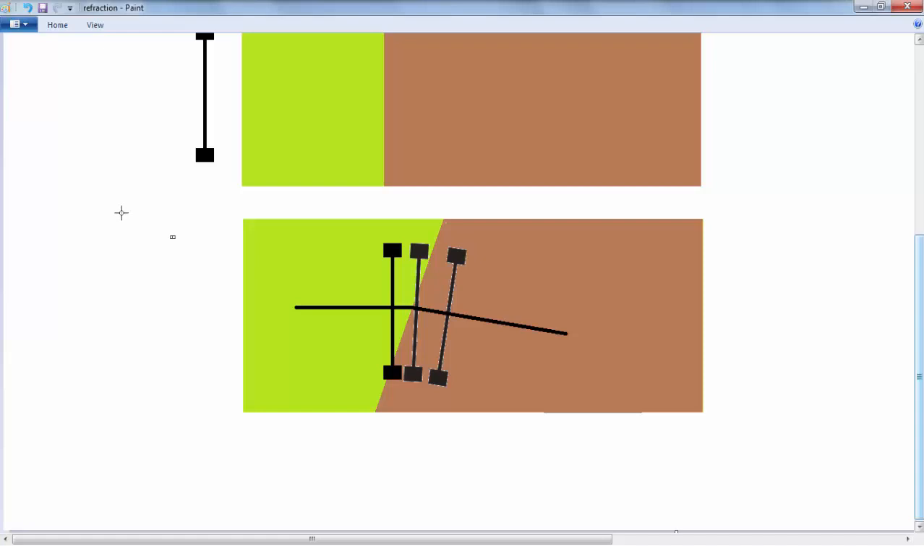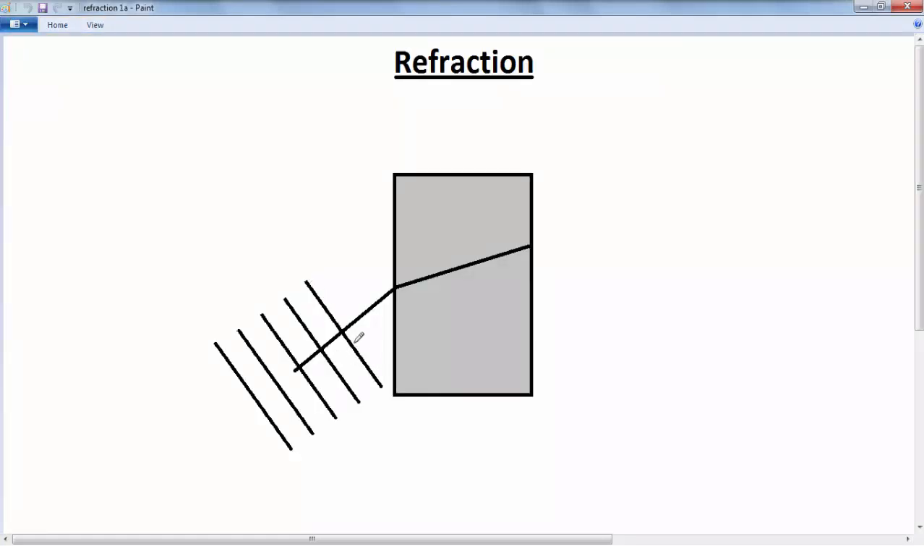Now exactly the same thing happens with the wavefront of light when it hits a boundary between two different materials, between two mediums. Just like the wheel axis, you'll notice that this part of the wavefront will hit the glass first, and as a result this will start to slow down, whereas this part of the wavefront is still moving through the air, and as a result there will be a change in direction of the wavefront. So initially the wave is moving in this direction, but as soon as it hits the boundary it has a new direction, it's moving in this direction, and we call this refraction.